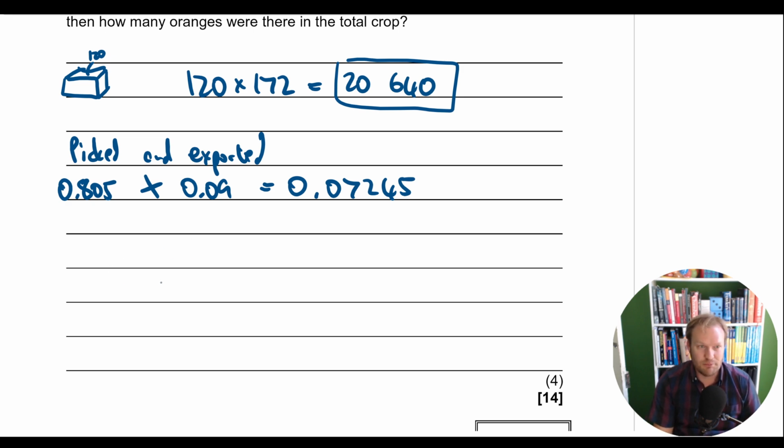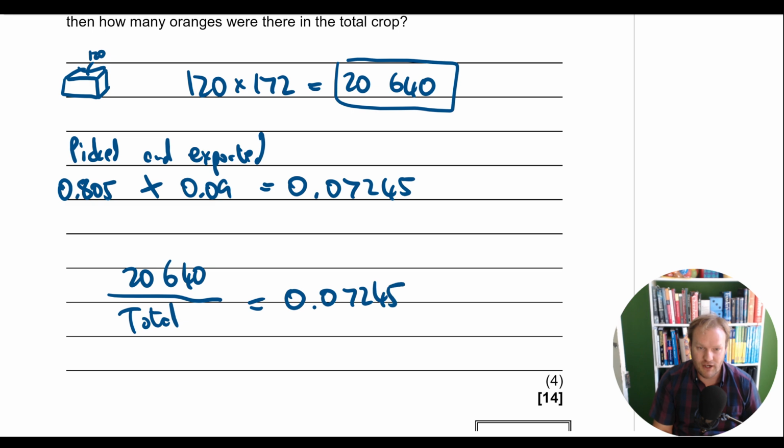So, to work out the probability of being picked and exported, we know it is 0.07245. And we know that 20,640 divided by the total number of oranges is equal to 0.07245, right? That's how you work out probability. So we've got a simple little equation that we can solve to work out what the total is. Okay, you work it out.